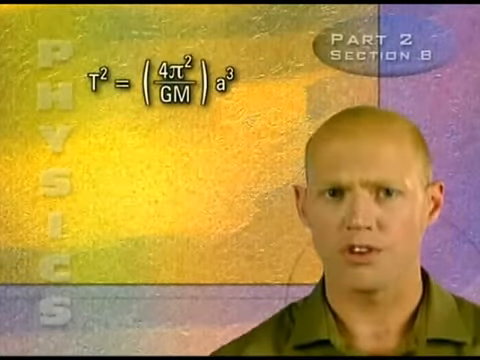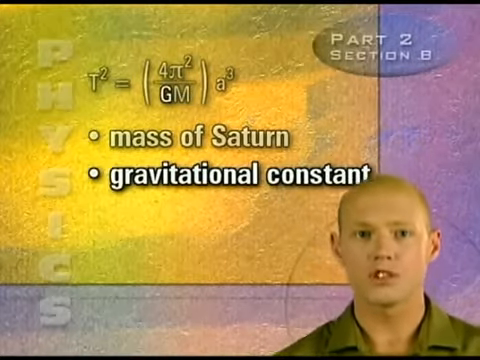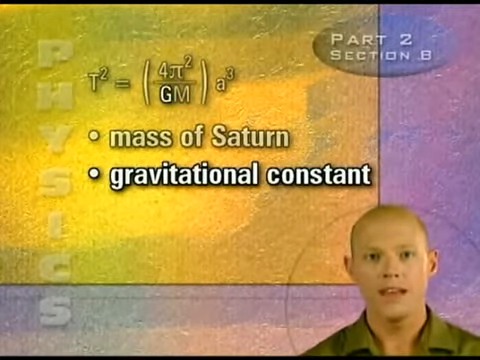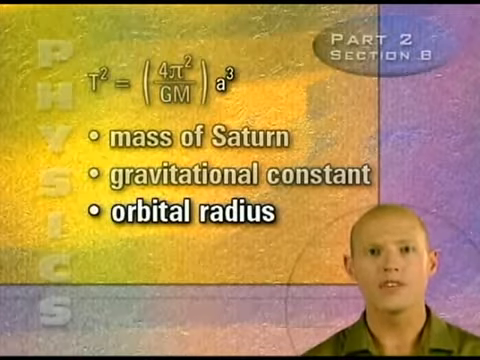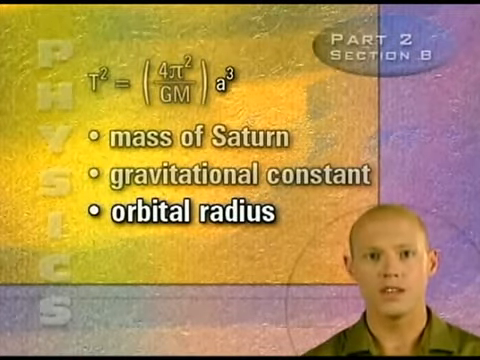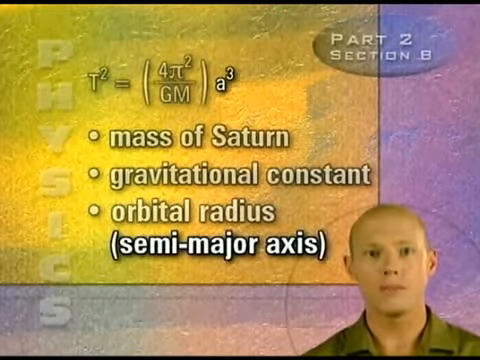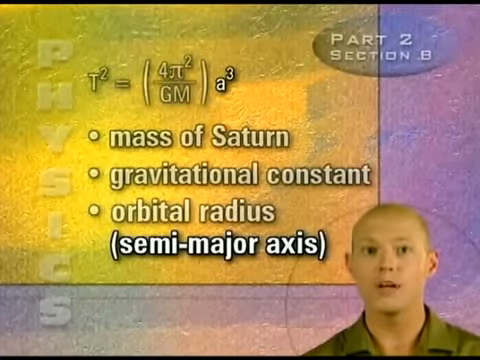Let's look at our equation. We've been given the mass of Saturn, M, and we know the gravitational constant, G, right? And the problem gives us a because that's the orbital radius of Titan, which is also the length of its semi-major axis. So, now we can crank out an answer. T squared equals 4 pi squared over GM times little a cubed.